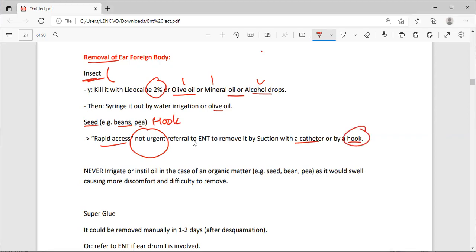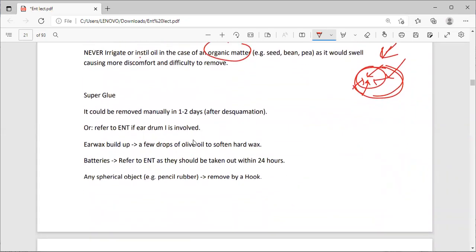Now, never irrigate or instill oil in such cases, in organic matter, seeds, beans, and peas. So you know that if a bean takes water, if you irrigate anything and it absorbs the water or oil, it will swell. Organic matter can absorb oil, so it can swell and it will further create a problem for you.